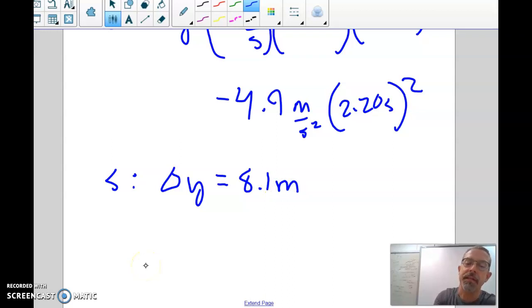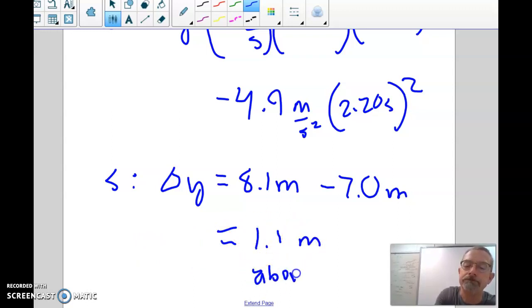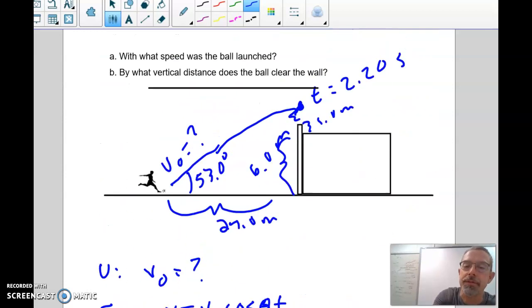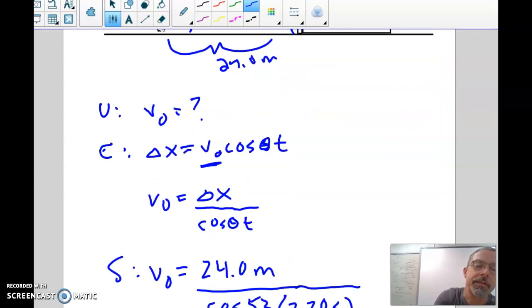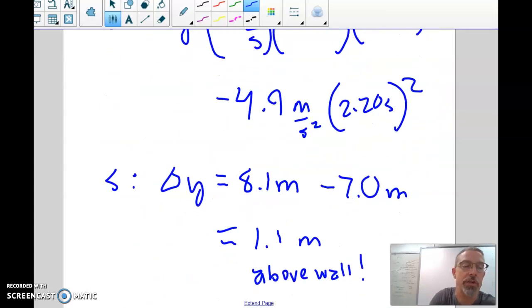Now, the problem is I need to subtract the wall and the school height: 6 plus 1 adds up to 7 meters. So I end up being 1.1 meters above the wall. So that ball was kicked at 18.1 meters per second, and it's going to clear this wall by 1.1 meters. That's an example of a problem that implements those equations.